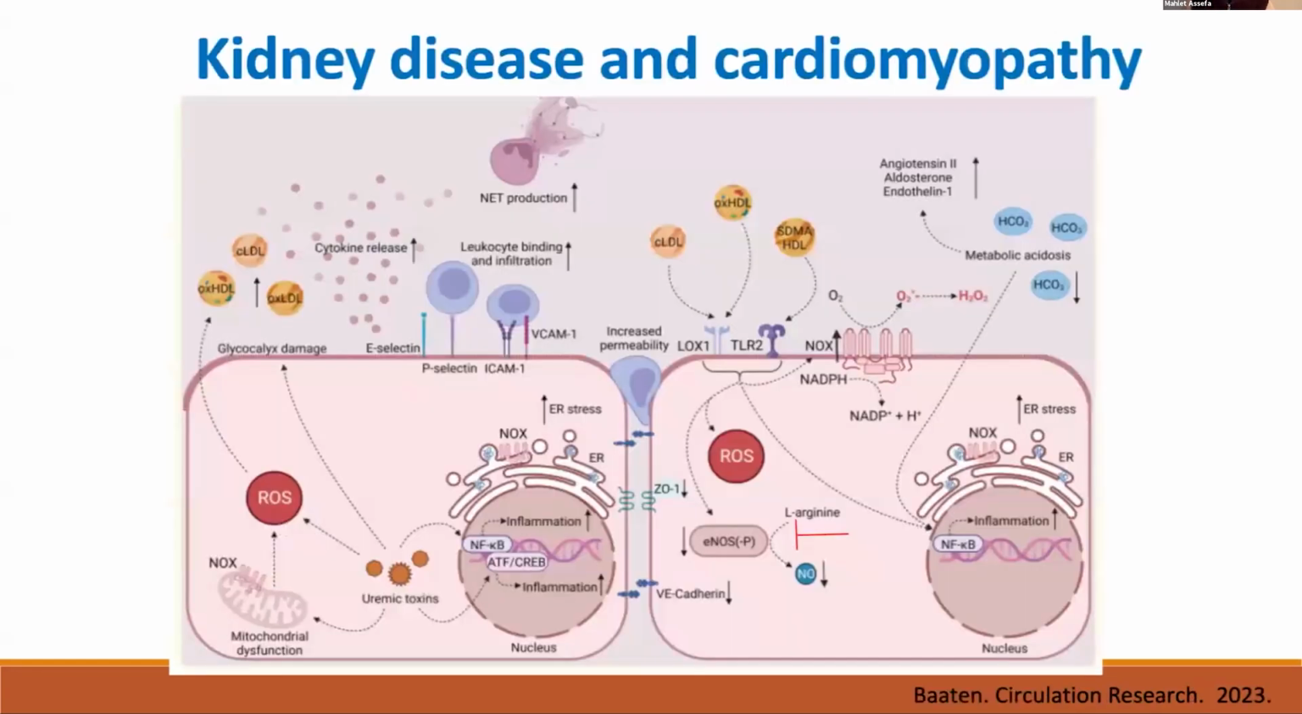If we take a look at it on a cellular level, it's a bit of a busy slide, I know, but I will point out a couple of things here. This is looking at endothelial cells, and what we're seeing is that there have been noted associations between uremic toxins and increased reactive oxidative species, and that has downstream effects in terms of increasing inflammation, which could lead to things like increased permeability of the blood vessels.